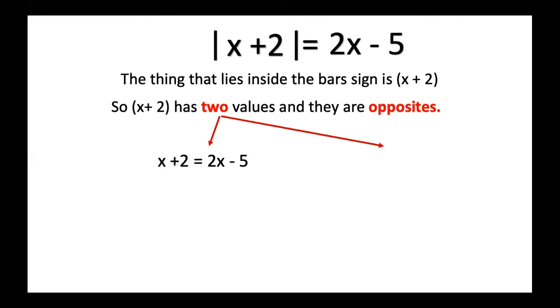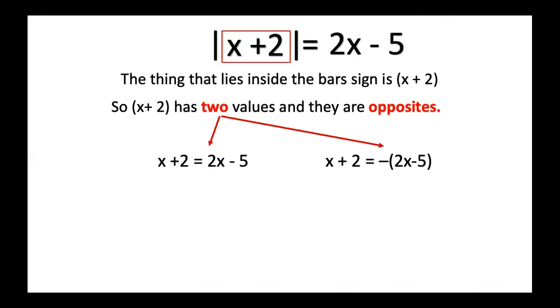The first equation is x plus 2 equals 2x minus 5. Just copy the equation and remove the bar sign, exactly the same as the given equation. For the second one, because it should be the opposite, just put a negative sign in front of the 2x minus 5. Don't forget to put brackets around the 2x minus 5.